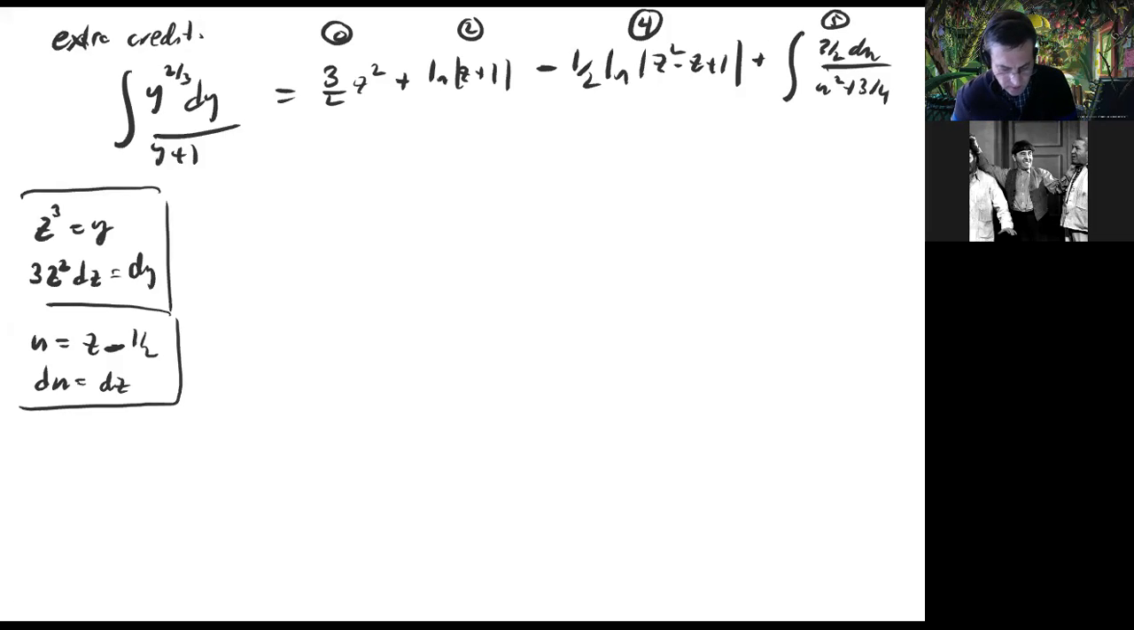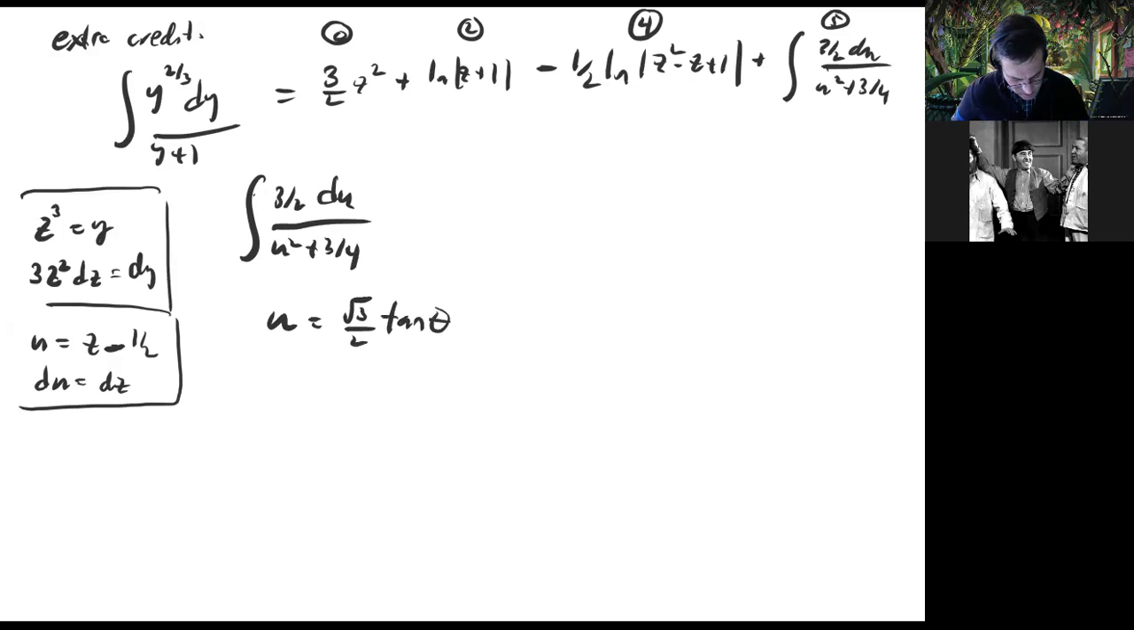We are now reduced to doing the last integral on the top of the screen, integral number 5, which is the integral of 3/2 du over u squared plus 3/4. This will be a trig substitution. 3/4 is the square of the square root of 3/2, so we're going to let u equal the square root of 3/2 tangent of theta. Then du is the square root of 3/2 secant squared theta d theta.